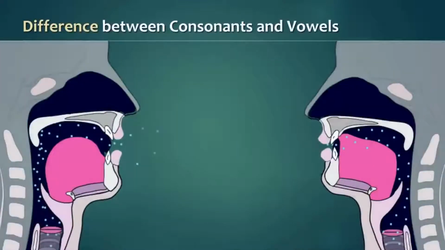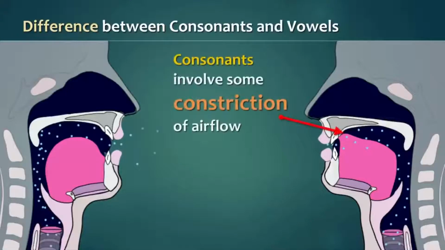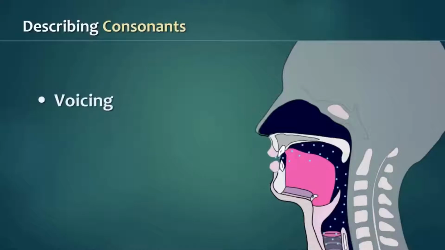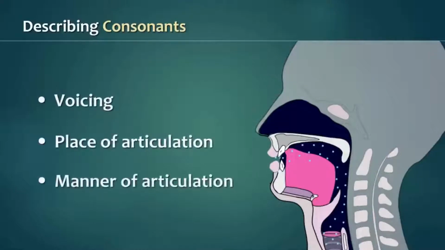So, what's the difference between consonants and vowels, you might ask? Well, basically, consonants involve some constriction of airflow, whereas vowels do not. When linguists describe consonant sounds, we use 3 criteria: voicing, place of articulation, and manner of articulation. Let's talk about each of these in turn.